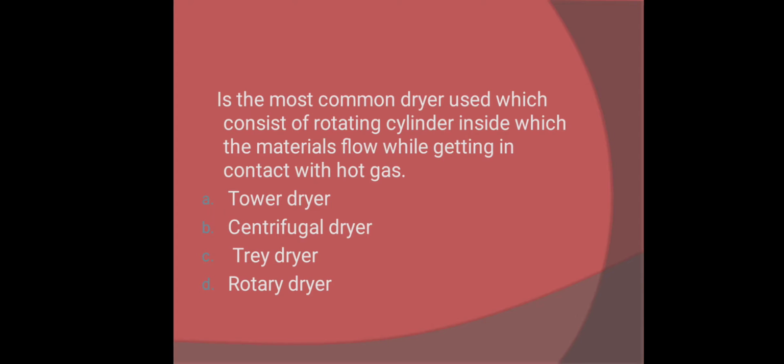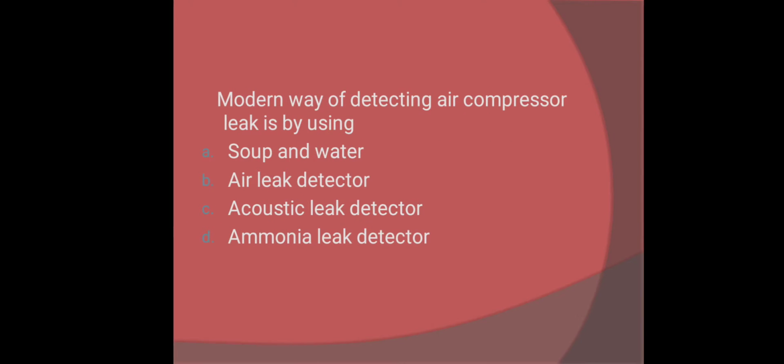Next is the common dryer used, which consists of rotating cylinder inside which the materials flow while getting in contact with the hot gas. Sagot natin dyan ay rotary dryer, letter D. Next, modern way of detecting air compressor leak is by using, keyword is modern way. Sagot dyan ay letter C, acoustic leak detector. So, pwede nyo kasing isagot dyan is soap and water. Guys, soap and water yan, hindi soup. Pero lumang style na yon. Modern way mo dyan is acoustic leak detector, letter C.